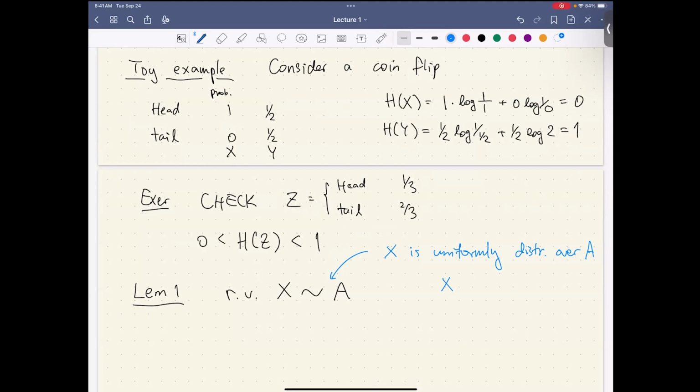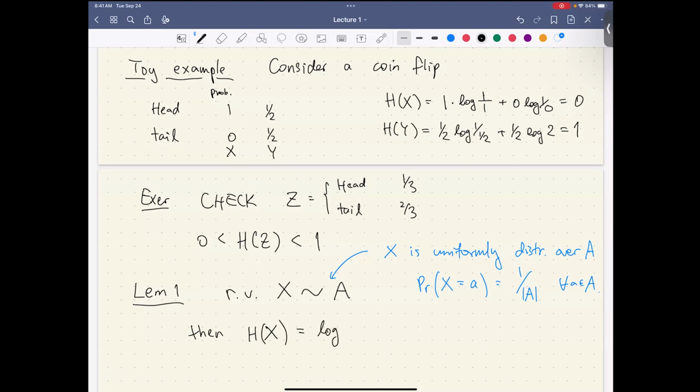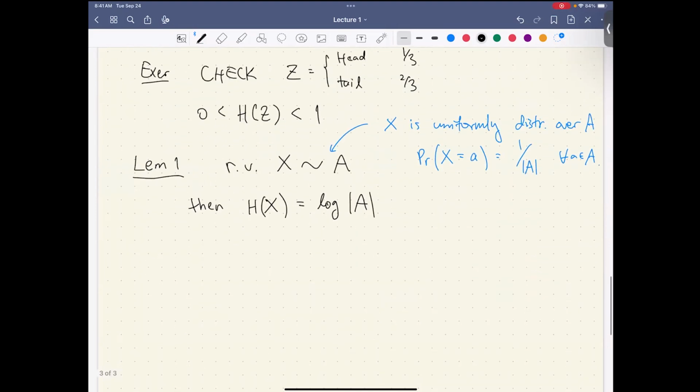Meaning x equals a with probability 1 over |A| for any a in A. So we have a random variable uniformly distributed over a set A. Then its entropy, the entropy of x, equals base 2 log of the size of the set A. So this is the first lemma. Let's take it for granted.